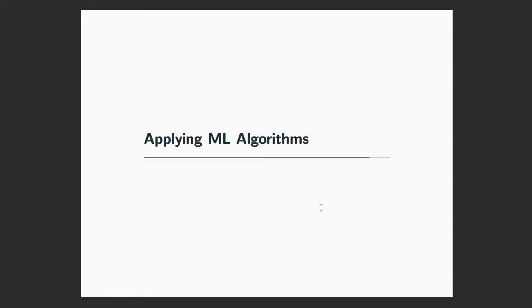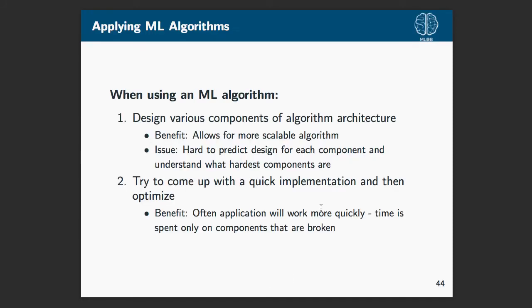So the last part is applying ML algorithms, and how do you create a complex ML model that has multiple components. There are a few recommended ways. You could design the various components of the algorithm beforehand, and this allows for a more scalable algorithm because you know exactly what you want to do ahead of time. It's kind of equivalent to doing a detailed pseudocode. But the issue is that it's hard to predict what the design of each component should be without knowing how the others are affected.